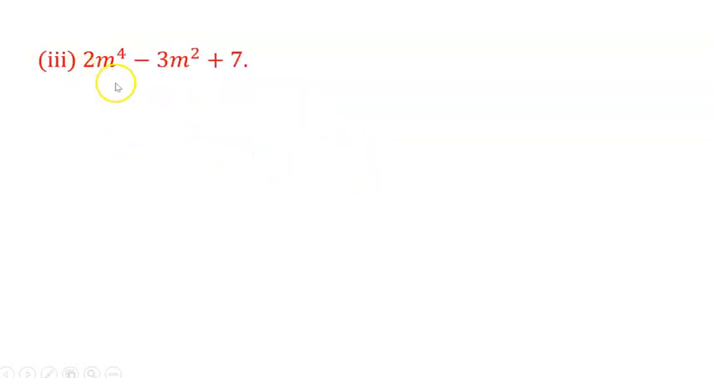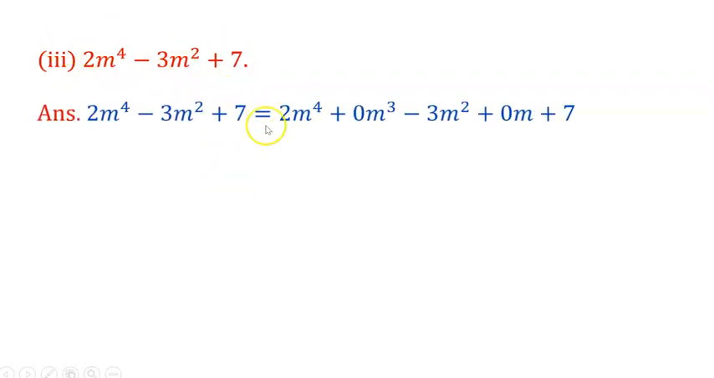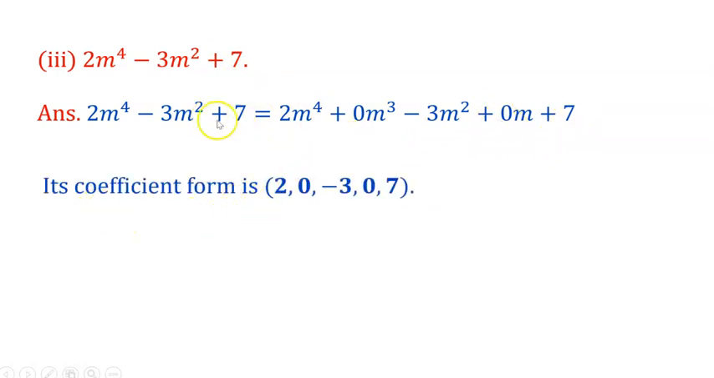Next 2m raised to 4 minus 3m square plus 7. Now see this here, 2m raised to 4, now the cubic term is not there, therefore we write here 0m raised to 3. The square term is there, minus 3m square. The m power is not there here, plus 0m and plus 7. Therefore the coefficient form is 2, 0, minus 3, 0, 7.